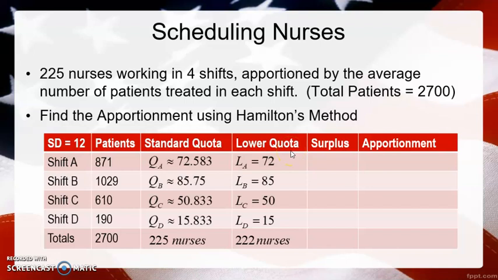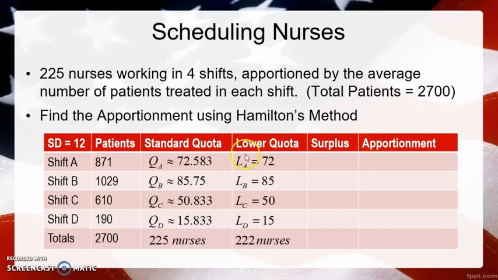All right, so let's look at another example. We have 225 nurses working in 4 shifts, apportioned by the average number of patients treated in each shift. And if you remember, we already looked at this one earlier, and we didn't have a fair apportionment at that point. We looked at lower and upper quotas and realized that the upper was too high and the lower was too low. So now we're going to look at it using Hamilton's method and find what is a fair apportionment.